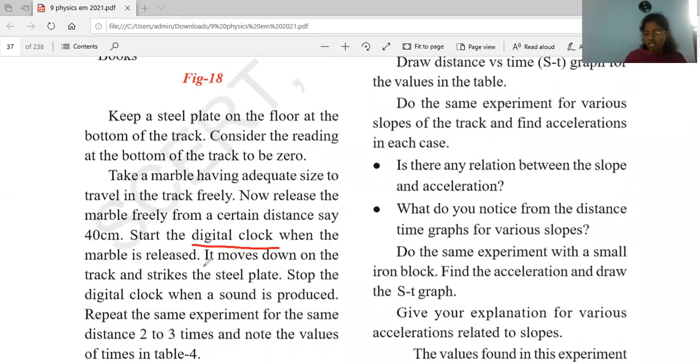When the marble covers the 40 centimeter distance, it will give the time it takes to travel 40 centimeters. When the marble is released, it moves down the track and strikes the steel plate. When it strikes the steel plate, we stop the digital clock. It produces a sound when it strikes the plate. We have to repeat the same experiment for the same distance 2 to 3 times and note the values of time in the table given here. We do the same experiment with 40 centimeters 3 times, and then we increase the distance.